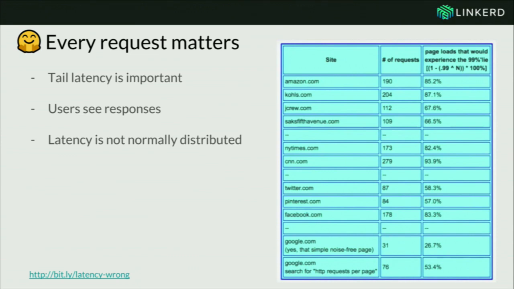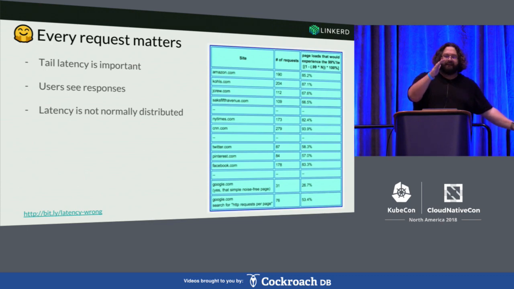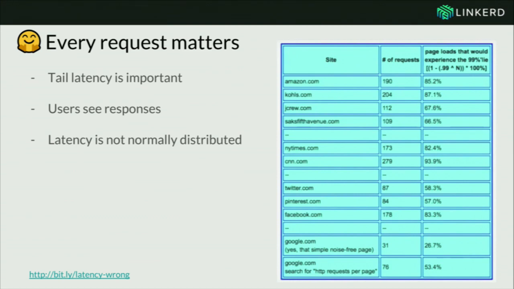In fact, I've got a chart here on the right that is the number of requests for popular websites. There are 190 requests fired off when you load Amazon.com. If you're looking at a P99, which is the 99th percentile latency, what that means is we've thrown out the 99 fastest latency measurements and take the 1 slowest. You have an 85% chance of having your customer on a single load of Amazon.com hit your P99 latency. So they're going to have a bad experience 85% of the time. You've got Google, and that's just the basic Google search page. You're guaranteed 25% of the time to hit a P99 latency on at least one of those requests.